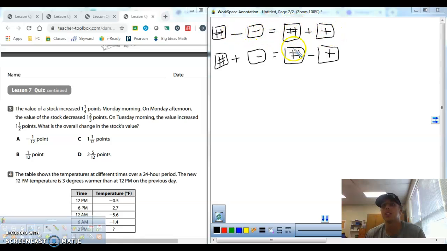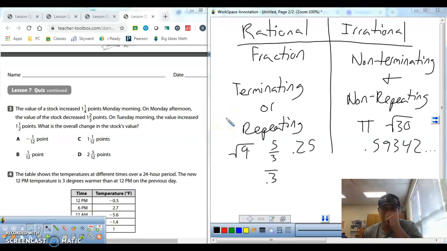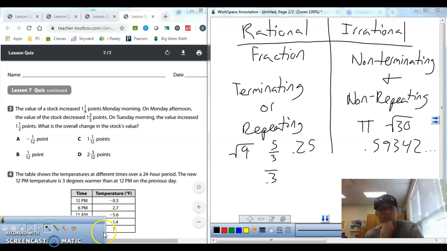So here in these situations, any number minus a negative number is going to be the same as that same number plus a positive. Any number plus a negative is going to be the same as that number minus the positive. So right here we got the difference between rational and irrational. Remember, a rational number can be written as a fraction, any perfect square, square roots, terminating decimals, fractions, repeating decimals. Irrational has to be non-terminating and non-repeating. Examples, pi, a square root of a non-perfect square, and any decimal that goes on forever and doesn't repeat.